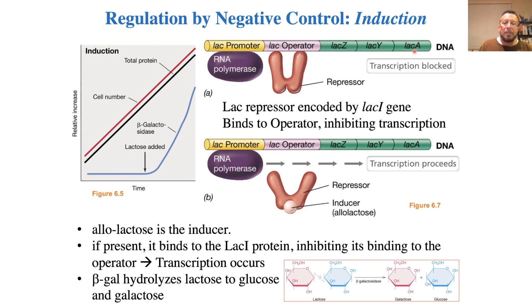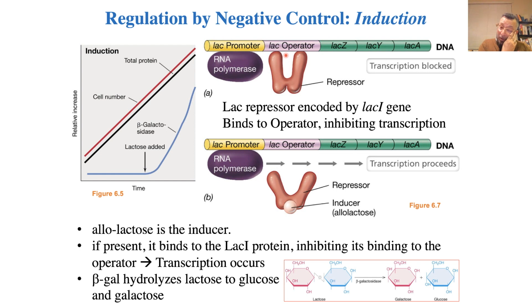Now, we also have another gene that is required in this, which is the repressor. The repressor protein is encoded by the gene lacI. And the repressor has its own promoter, as well as gene expression that is independent of the lac operon. So this operon is in a state of blocked transcription, because the repressor can bind to the operator, and binding of the repressor to the operator inhibits transcription.